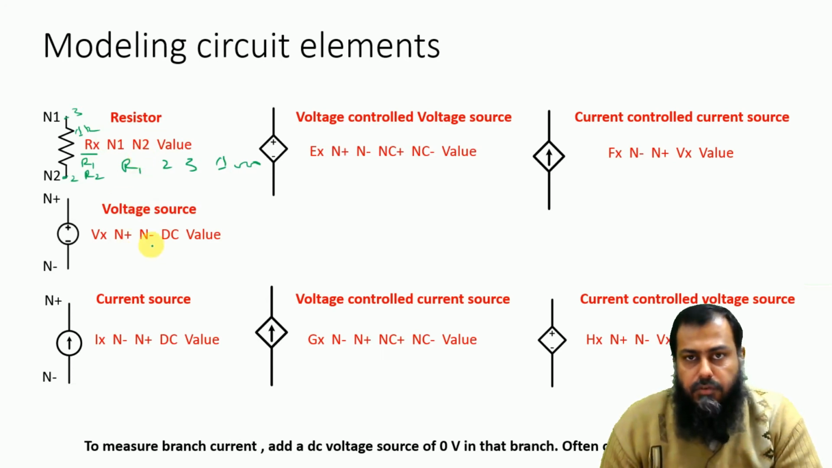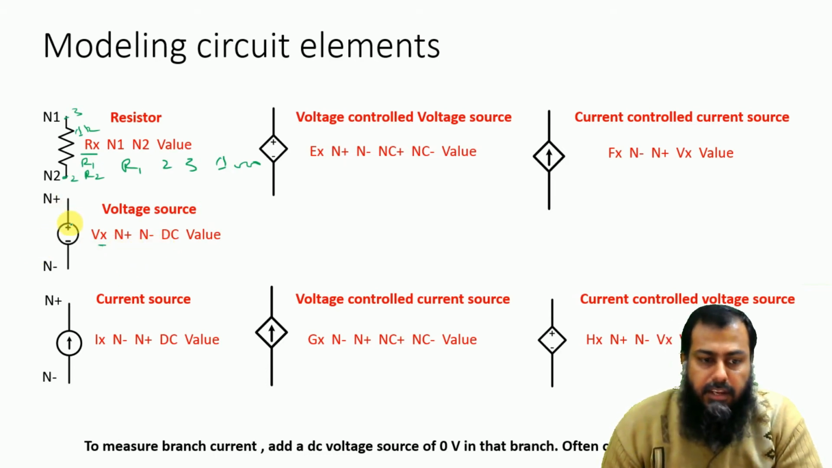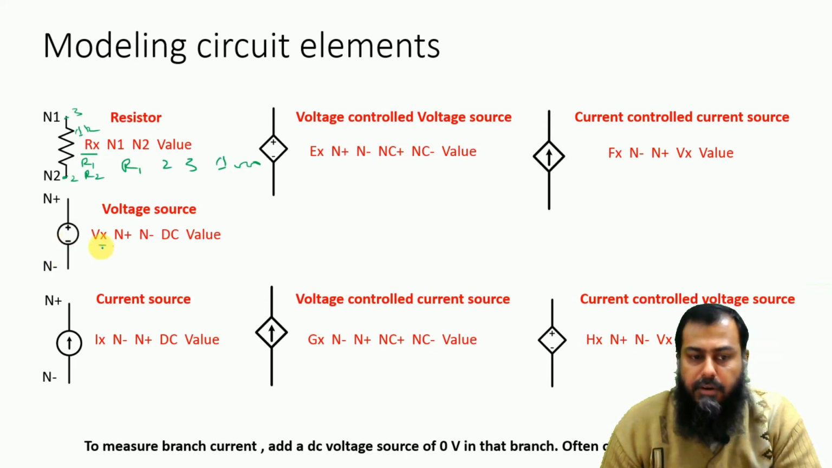Next comes the voltage source. A voltage source is always designated with the letter V, and thereafter you can use any suffix as indicated by this letter X. And then we have N plus and N minus. This means that the terminal of a voltage source with the higher potential is considered first, and thereafter we write down the node of that particular point which is connected with the negative terminal of this voltage source.